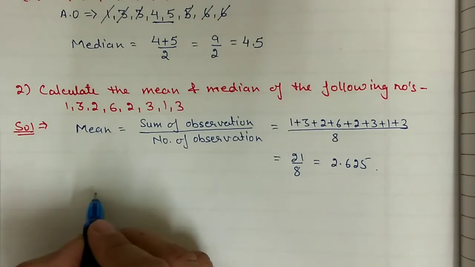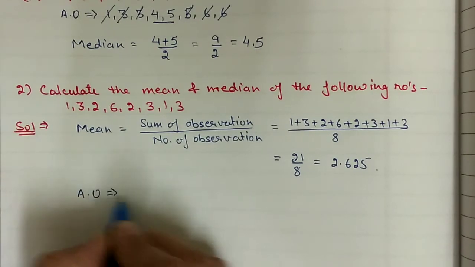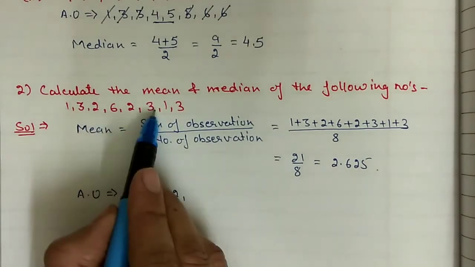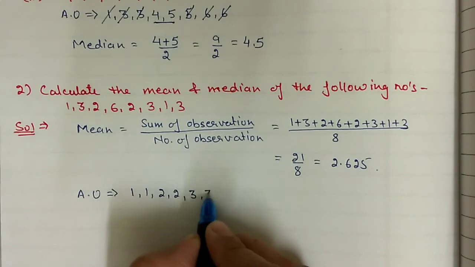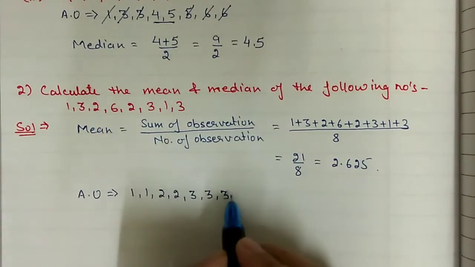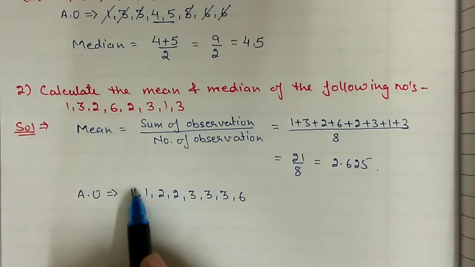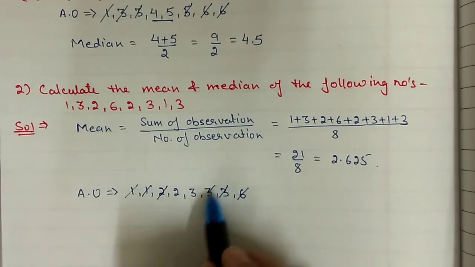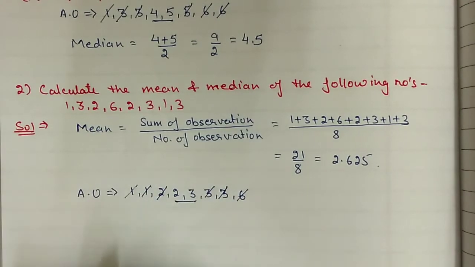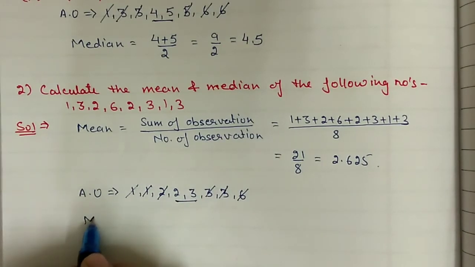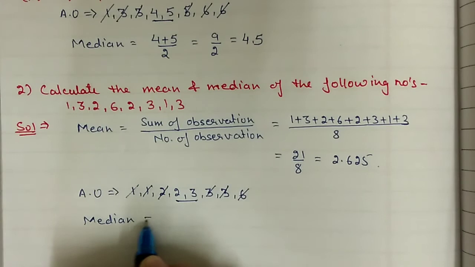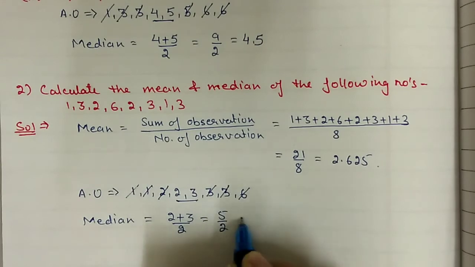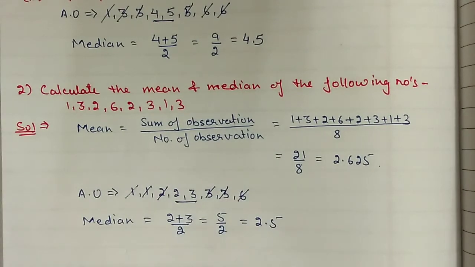To find out median, first arrange number in the order. So we have 1 2 times, then 2 also 2 times, then 3 we have 3 times, and after 3 we have 6. After arranging in order, then we will find out the middle number. Scratch the number from starting and last. Then you can see here we have two numbers in between. When two numbers are there, then median will be the average of these two numbers. So median is 2 plus 3 divided by 2, which is equal to 5 by 2 or 2.5.